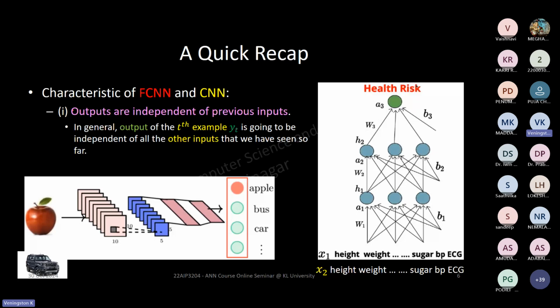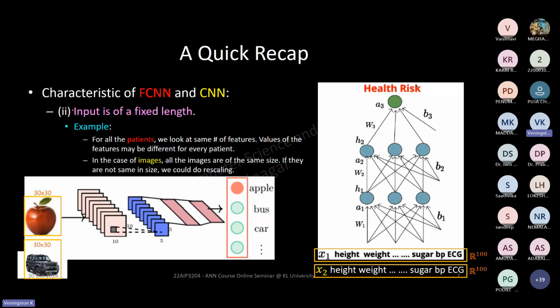The size of the output is independent of the previous inputs, because every sample or every instance is treated independently in the case of both feed-forward neural networks and convolutional neural networks. And the other common fact that we observe in both FCNN and CNN is that the input is of fixed length. For example, say we decided to work with 100 features extracted from every patient in order to make an assessment of health risk.